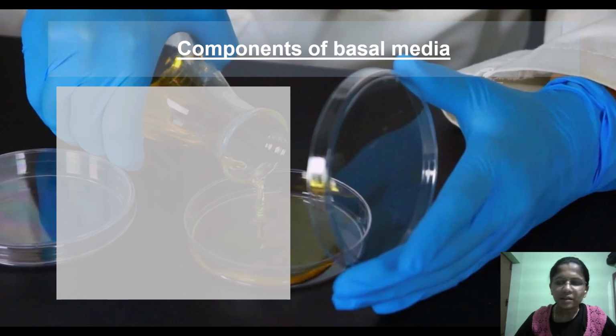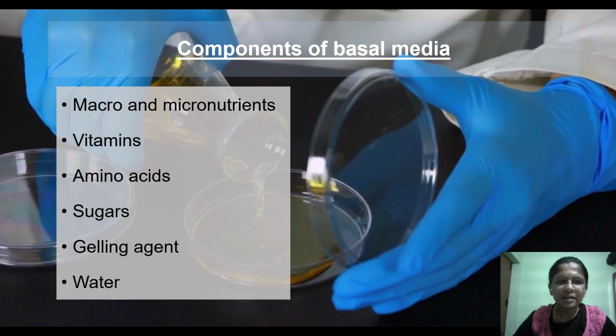So normally the basal media will have macronutrients, micronutrients, vitamins, growth regulators, sugars, as well as a gelling agent and also water, that is distilled water. And you already know the role of these macronutrients and micronutrients, like how a plant grows outside. When we put a plant in soil, the soil naturally has macronutrients as well as micronutrients, so that will nourish the plant.